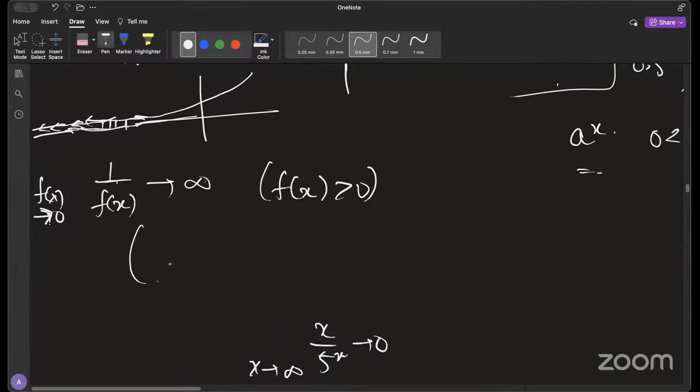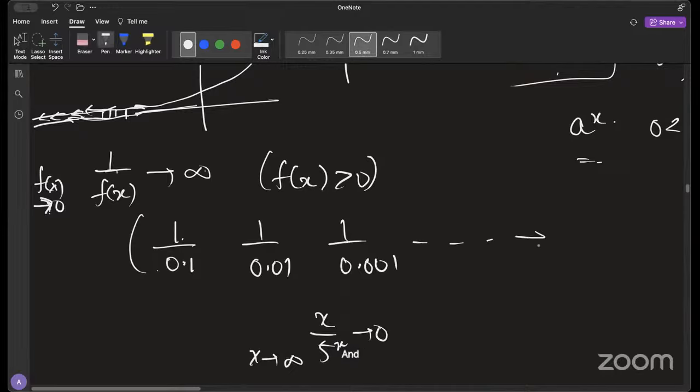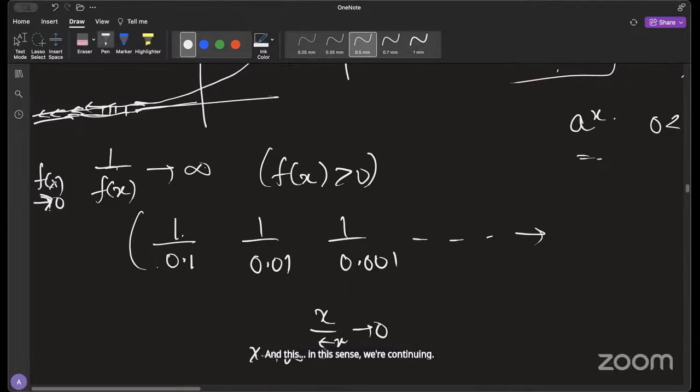Why does this happen? Let's say you have 1 by 0.1, 1 by 0.01, 1 by 0.001, and we continue. So f(x) is going to 0, and this entire thing goes to infinity. This is nothing but 10, this is nothing but 100, this is nothing but 1000. That means it's going to infinity.